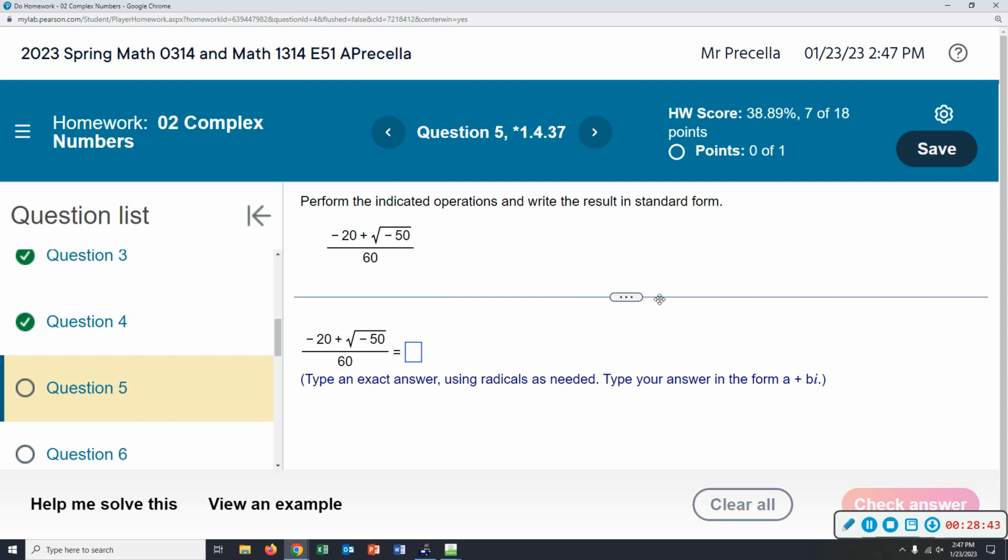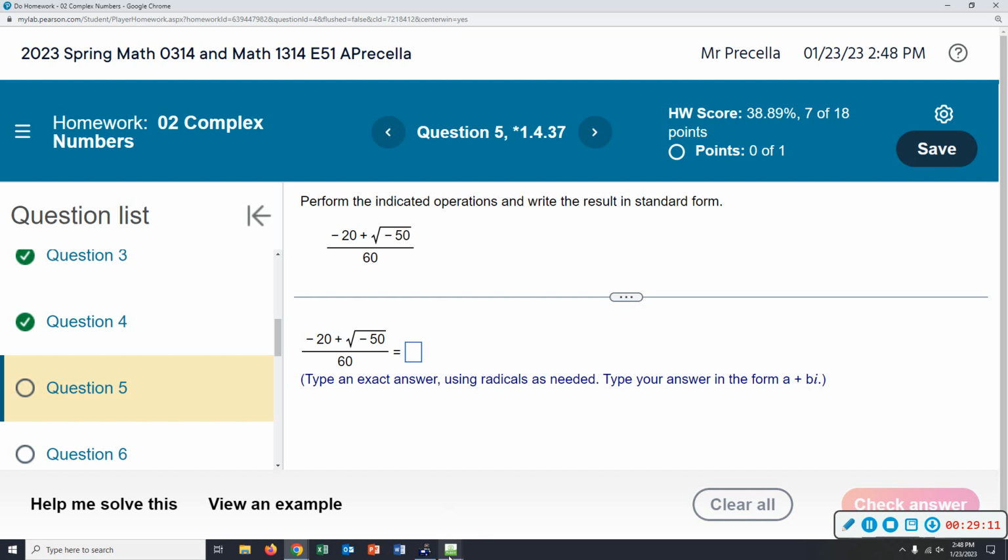All over 60. Negative 20 plus the square root of negative 50, all over 60. Well, are we going to have an i in the answer? Yeah, we're going to have an i because there's a negative under the square root. Not this negative, not the negative in front of the 20. It's the negative under the square root that gives you an i.